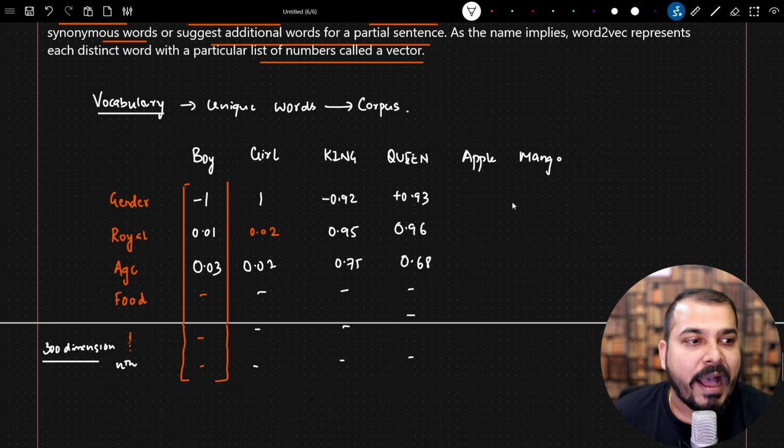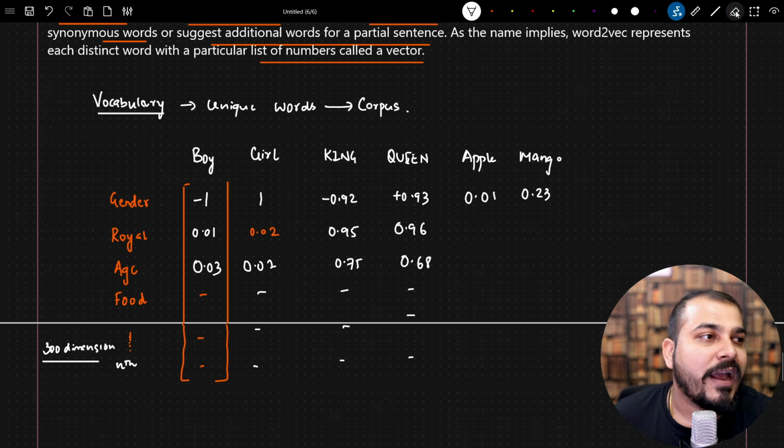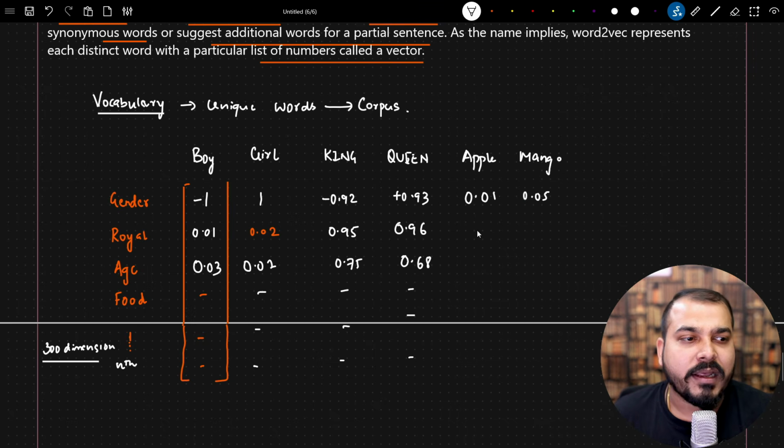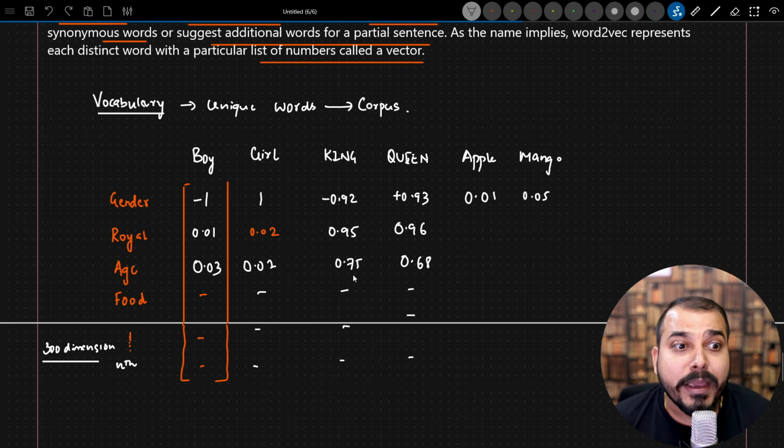Now you see, with respect to apple, obviously it will have no relationship with respect to gender. So I can probably write 0.5 or 0.01, something like that. With respect to mango also, it cannot be, so I'll write just 0.23. I'm just saying that we basically can have some values over here. If it is not having a relation, it will be very much near to 0, like 0.05. I'm just putting some values, but once we train all these models, we will be getting these values. Here I'm giving you a crux idea about how each and every vector may look.